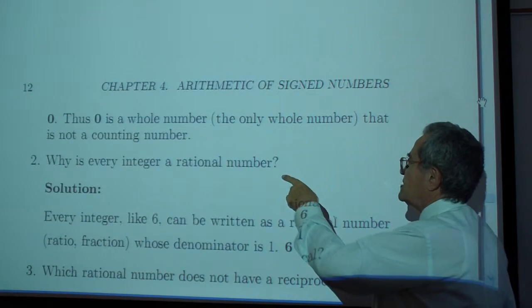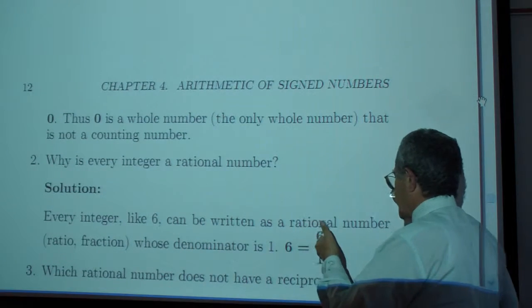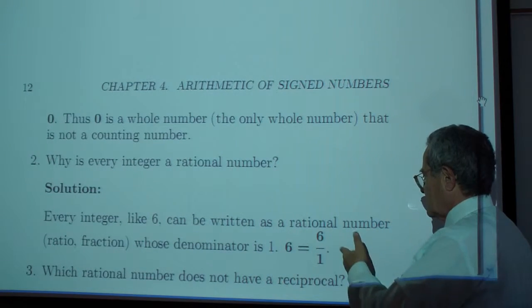Why is every integer a rational number? Every integer like 6 can be written as a rational number, ratio or fraction whose denominator is 1, like 6 over 1.